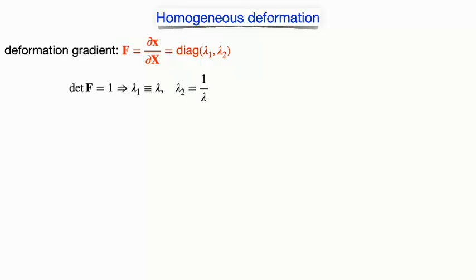Okay, so we can identify the homogeneous deformation. It's very simple. This is the deformation gradient. It's a diagonal form in lambda 1 and lambda 2. Because it is incompressible, the determinant of F is 1, so we must have this. Lambda 1, we can denote by lambda, and lambda 2 must be the inverse of lambda. And then, this is the relation of the coordinates in the initial configuration and the reference configuration. And the deformed thickness is determined by this.